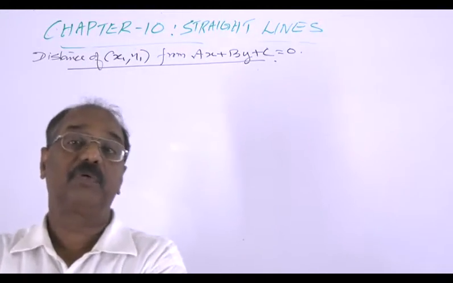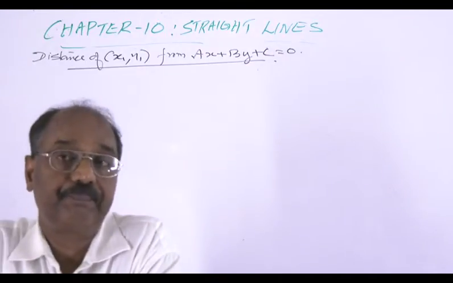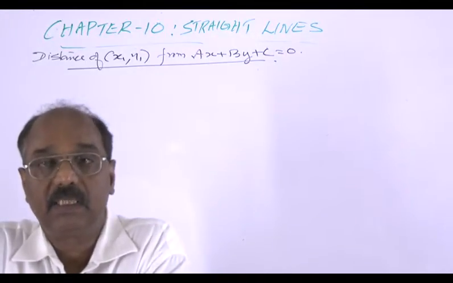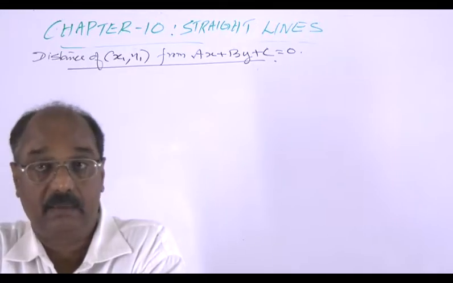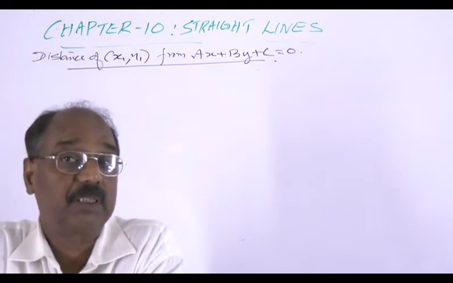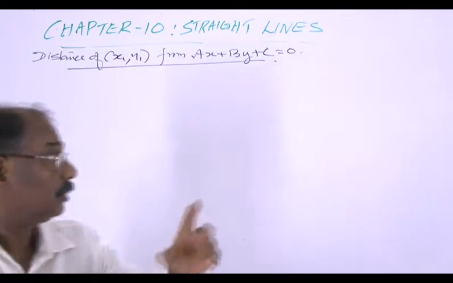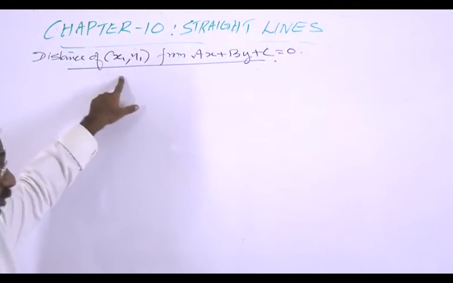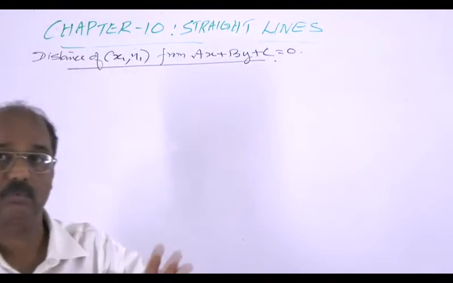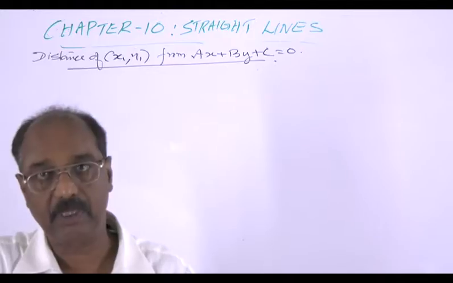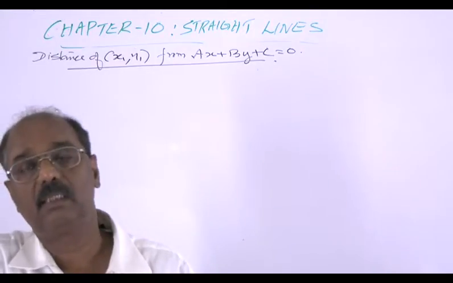Now, distance of a point from a line. We find the distance of the point x1, y1 from the general line. The general line is ax plus by plus c equal to 0. So, the distance of the point x1, y1 from ax plus by plus c equal to 0: a line and a point, then the distance.